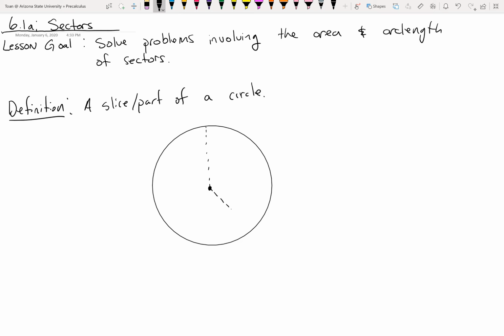Let's do this here. Now, what are some names? What are some parts to a sector? Well, every single sector is defined by its central angle. Well, what is the central angle? It is the angle measured at the center. Sort of a no-duh definition. So take a look at this angle here. See how I'm measuring about the center? So we call that the central angle.